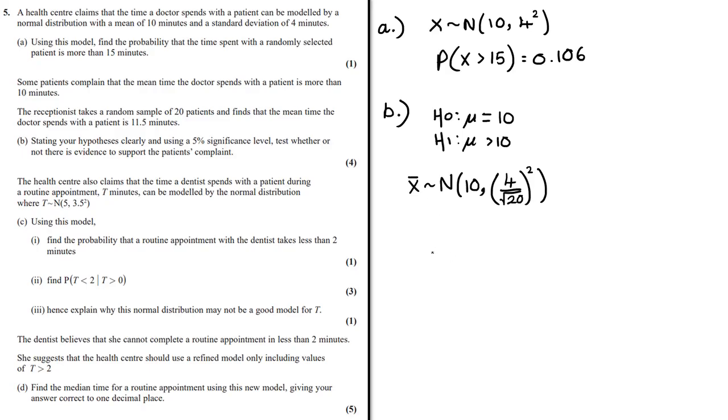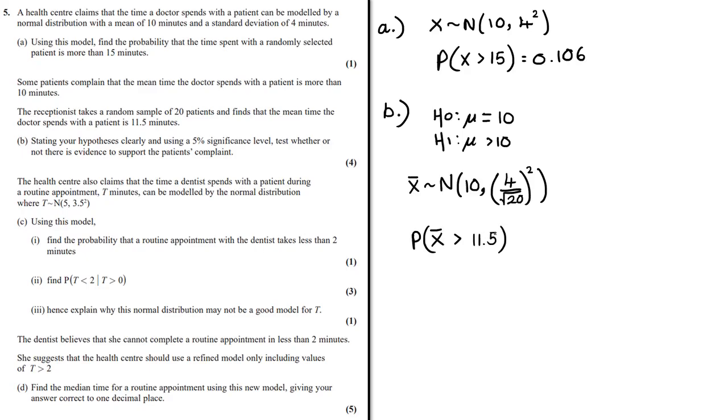And now we need to test something here. So we're looking for the probability of x bar. Well, because this was a one-tailed test here, and because it's greater than, we test for being greater than here. So for a one-tailed test, what you're testing just matches what you defined in H1, nice and straightforward. So it's also going to be greater than here. And this is the evidence now. So what did the receptionist find? Well, she found that the mean time the doctor spends with a patient is 11.5. So X bar being greater than 11.5.